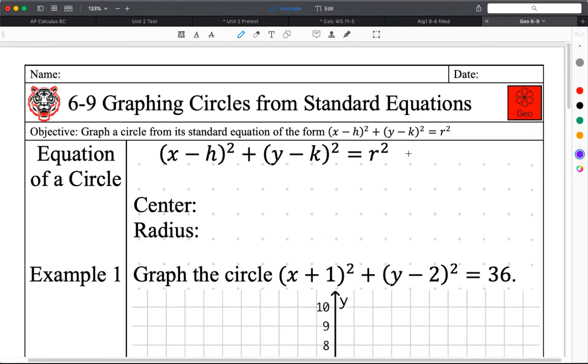All right, so welcome to our first geometry lesson on Zoom. This is lesson 6-9, graphing circles from standard equations. Today's date is Thursday, March 16th, 2000, or March 19th. Teacher mistake, but I caught it. March 19th, 2020.